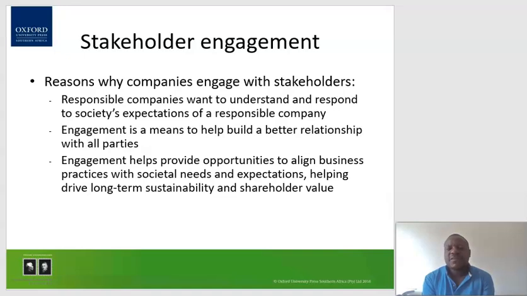Engagement is a means to help build a better relationship with all parties. If you engage with other stakeholders, you tend to understand them, and they tend to understand you. So you can build a working relationship with them. Engagement also helps provide opportunities to align business practices with societal needs and expectations, helping drive long-term sustainability and shareholder value. So you can actually prosper an organization through engagement, because that is where you can also identify opportunities as you engage with other stakeholders.